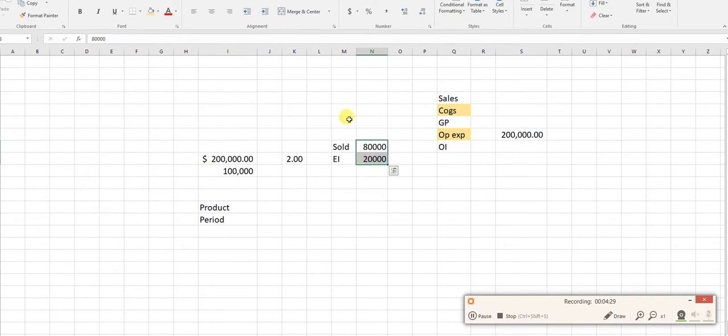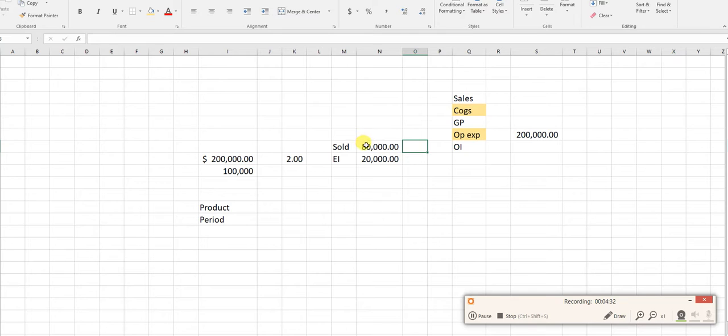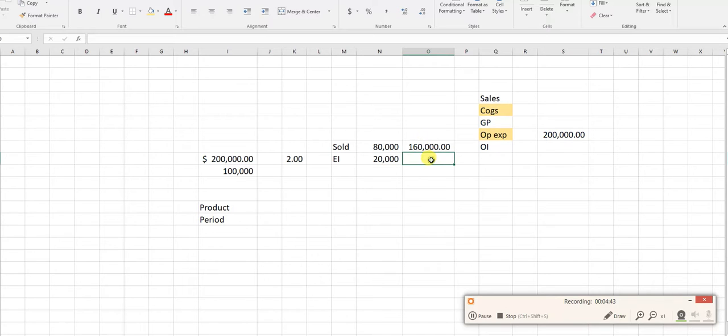So if I sold 80,000, then 80,000 times $2 goes on the income statement, and the 20,000 times $2 stays on the balance sheet as inventory until it's sold next period. So if it's a product cost, the answer is $160,000 because I have expensed only what is sold. If it's a period cost, it goes in the operating expenses. That's GAAP. That's absorption costing.